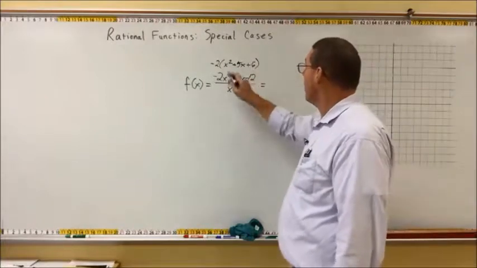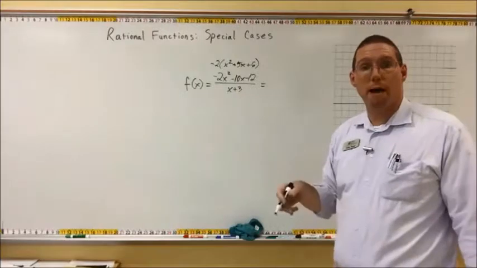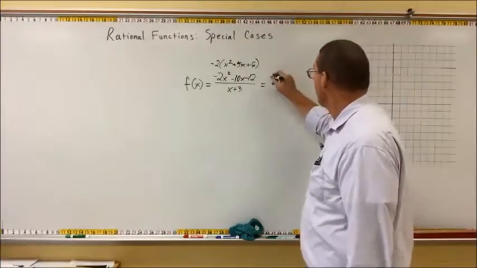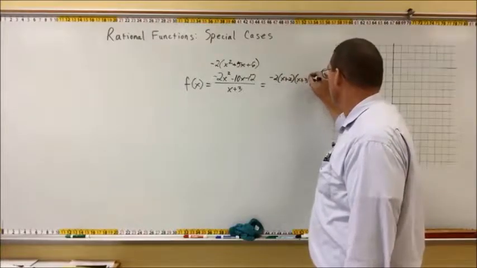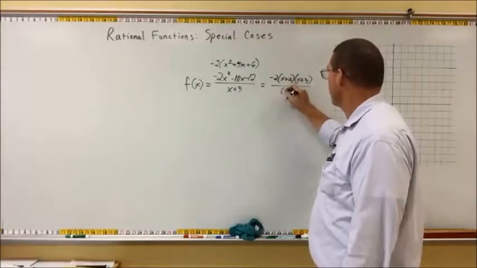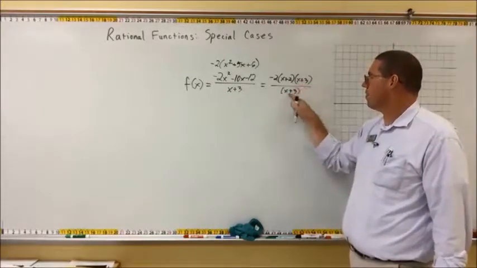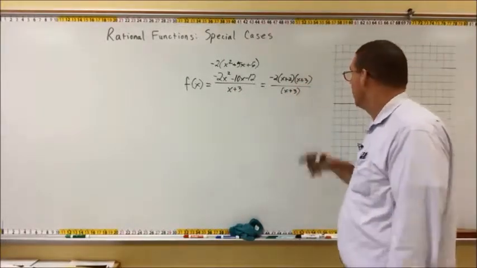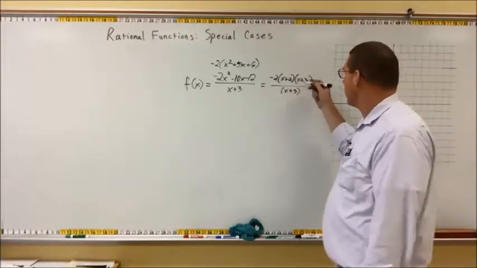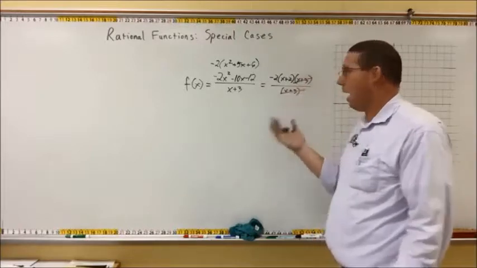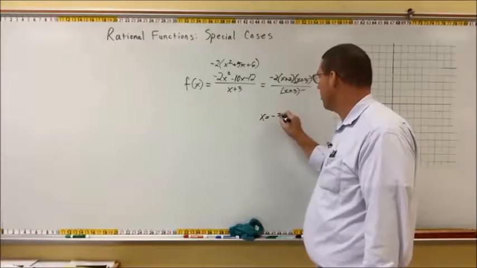Now this factors: two numbers that multiply to 6 but add up to 5 are positive 2 and positive 3. So we've got -2 times (x plus 2) times (x plus 3) over x plus 3. I put the parentheses around here just so that you can see that it's a match with x plus 3. So we've got an x plus 3 in the numerator, an x plus 3 in the denominator, and we can cancel them out. And so now we know that there is a hole at x equals -3.